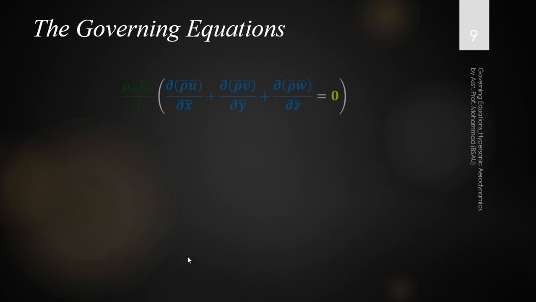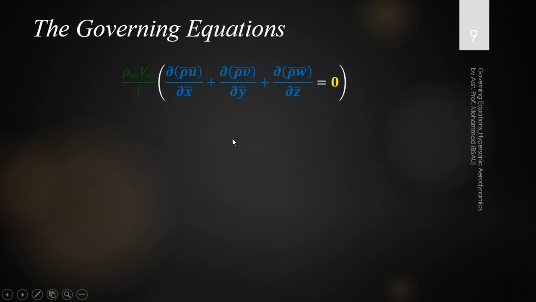Now this is the continuity equation, and when we apply those non-dimensionalizing references to it, the entire equation comes out with a factor, and the right hand side is 0 anyway. So the entire equation is multiplied by rho v by L. How do we see that?